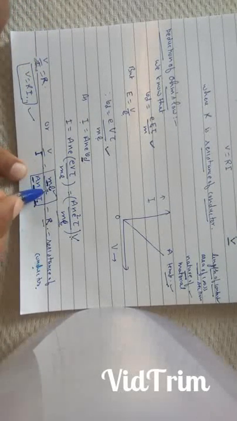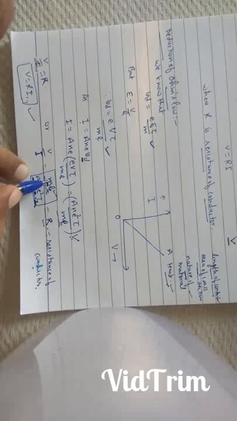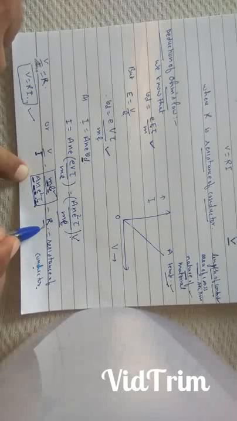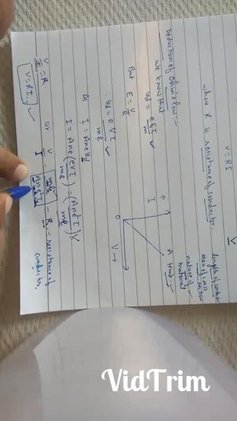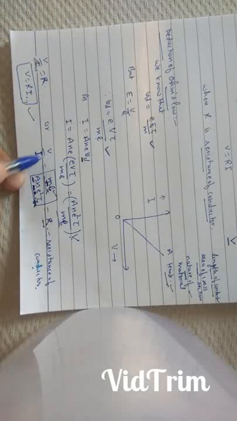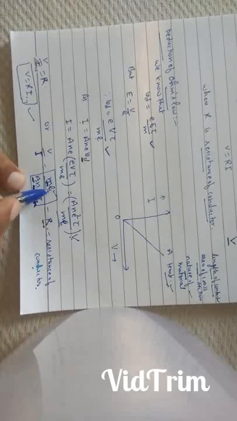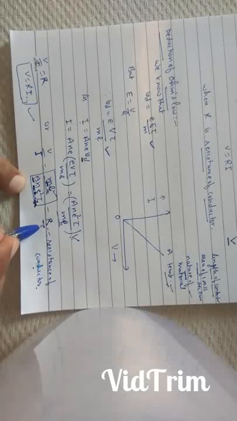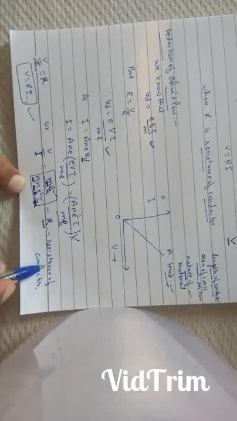If the length of the conductor, area of cross section of the conductor and number density of electrons are constant, then mL upon A n e square tau is a constant which is called the resistance of the conductor. Because L, A and n are constant, m the mass of the electron, e the charge on the electron and tau the average relaxation time are always constant. Therefore, this whole term is also a constant called R, which is called the resistance of the conductor.